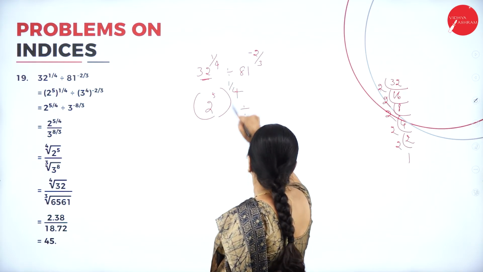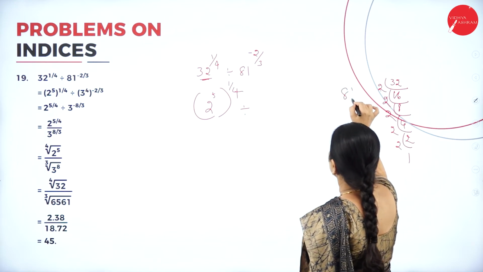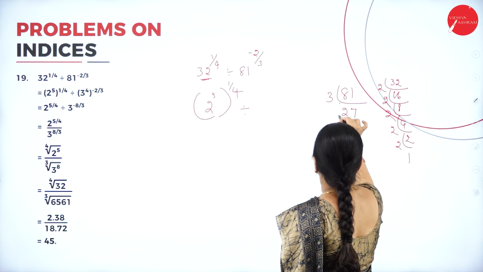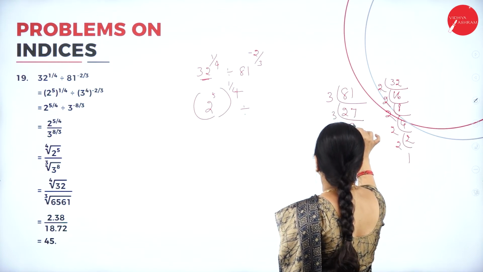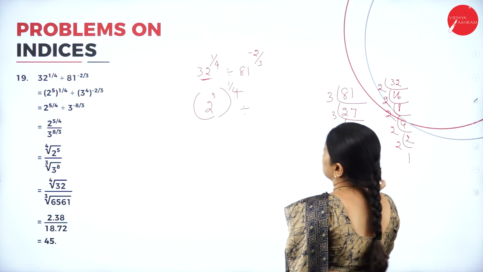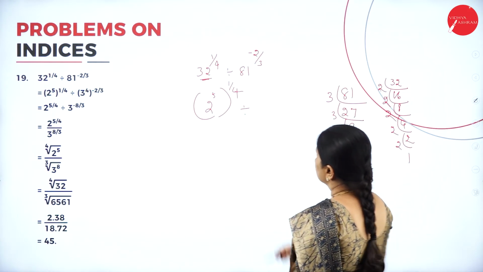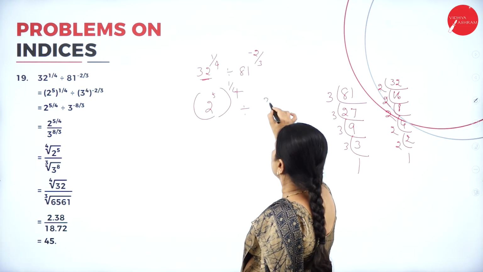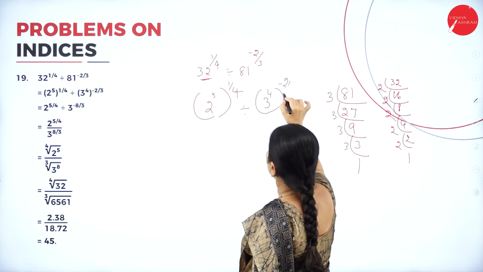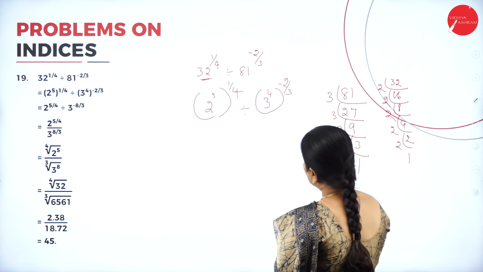So divided by. Now 81 also I'll try to simplify. So 3 2s are 6, 3 7s are 21, 3 9s are 27, 3 3s are 9, 3 1s are 3. Now this 81, I will write it as 3 to the power of 4 whole to the power of minus 2 by 3.